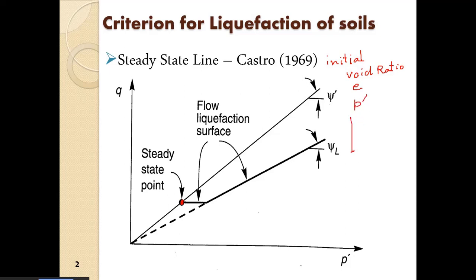So we had a curve like this, and this was the initial void ratio. The soils may be at different confining states, p dash. If it is above the steady state line, we saw that when deviatoric load was applied, it moved onto flow liquefaction, and flow liquefaction was initiated.